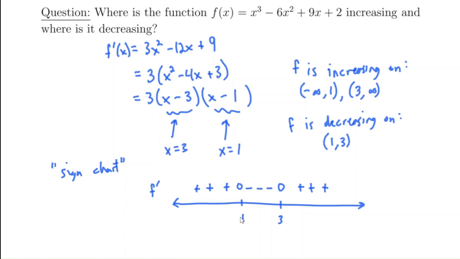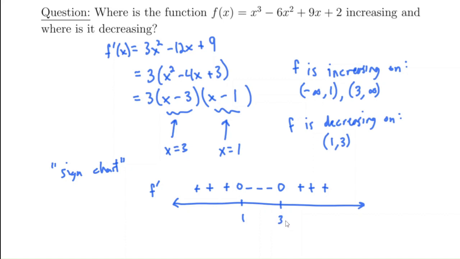Well, notice that 1 gave us a local max. And how could we tell that based on the sign chart? Well, notice the original function is increasing and then decreasing, right? So we have pluses to the left of it, minuses to the right of it. So it's increasing, then decreasing. So we have a local max at 1. And at 3, we have a local min because to the left of it, the function's decreasing. To the right of it, the function's increasing. So it's going down and then up. So at 3, we have a local minimum.